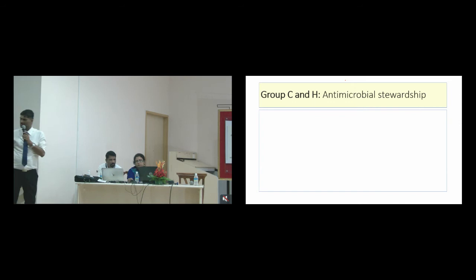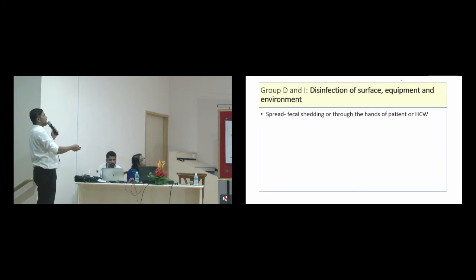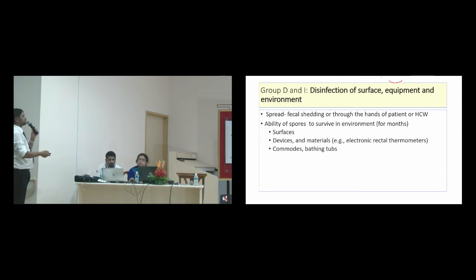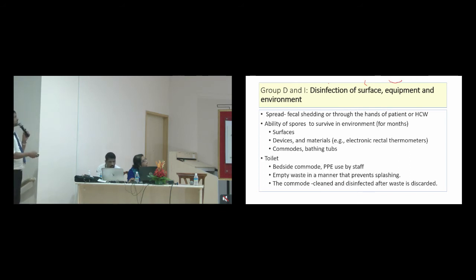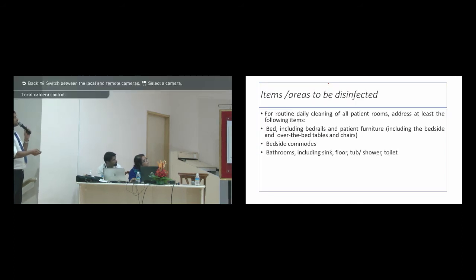Antimicrobial stewardship, because it is antibiotic overuse, so you need to regulate that. Disinfectant use for the surface, equipment and environment. CDC says hypochlorite is the recommended disinfectant. Please remember, these are Clostridium difficile spores, so they may be present on surfaces, various high touch areas, commodes and the bathing tub. Those are the high risk areas which have to be cleaned. Toilet. So these are the various areas.